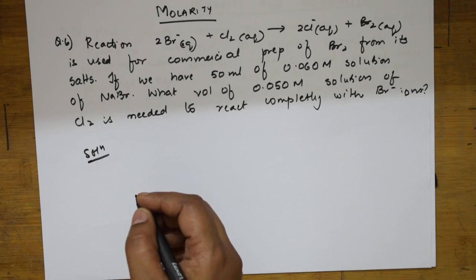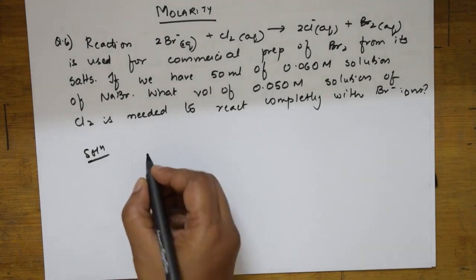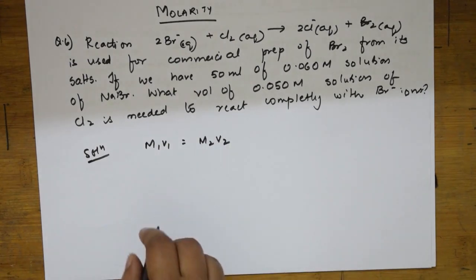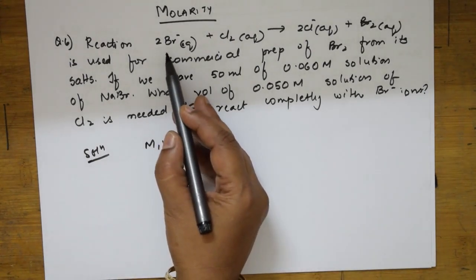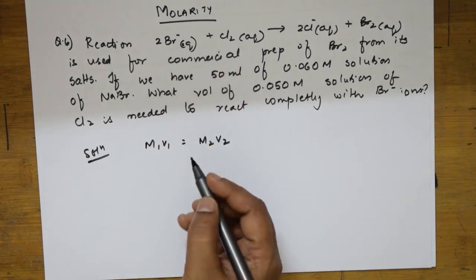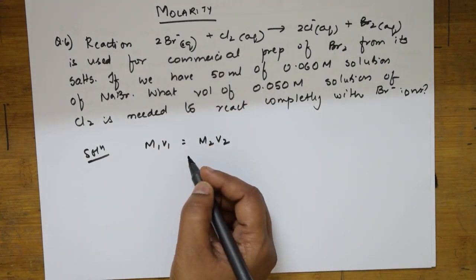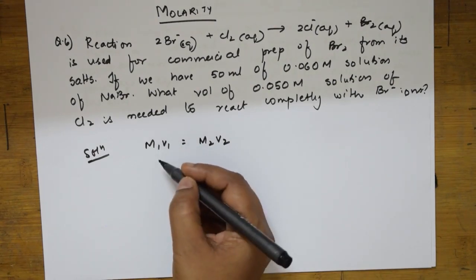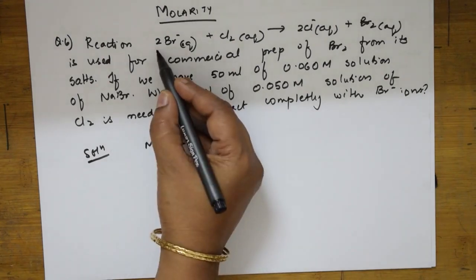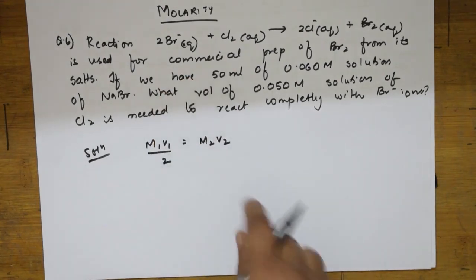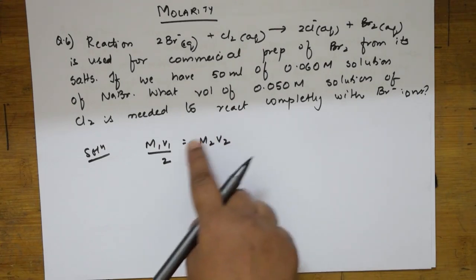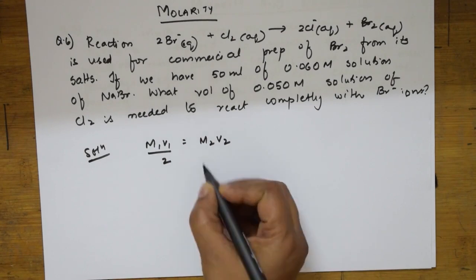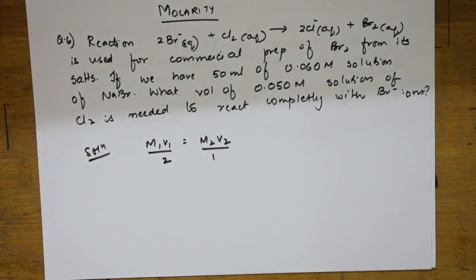So first of all, let us take the formula M1 V1 is equal to M2 V2. But here they've given a reaction. Let us take this M1 V1 in terms of Br, because the stoichiometric coefficient is 2, so I'm taking this as 2. Let us take M2 V2 in terms of chlorine. Here chlorine is only 1. So take this relation in this way and see.